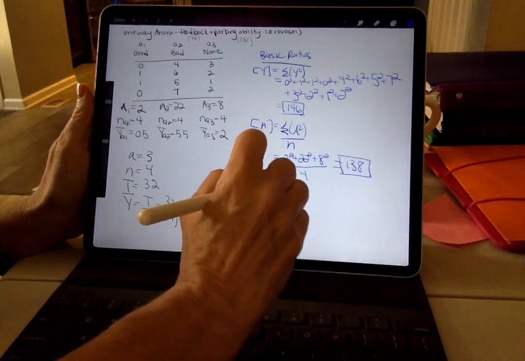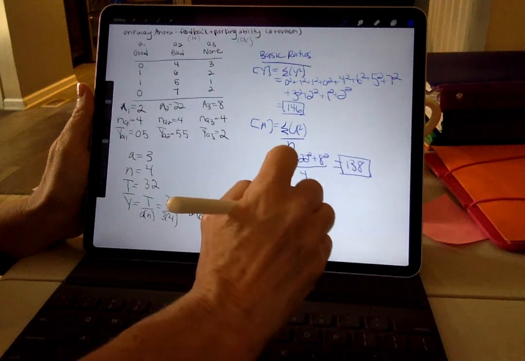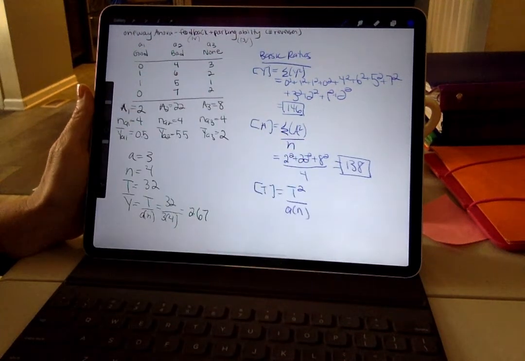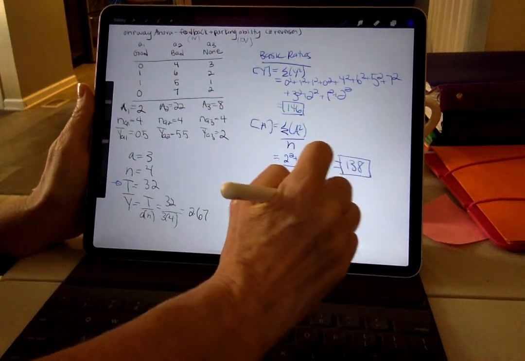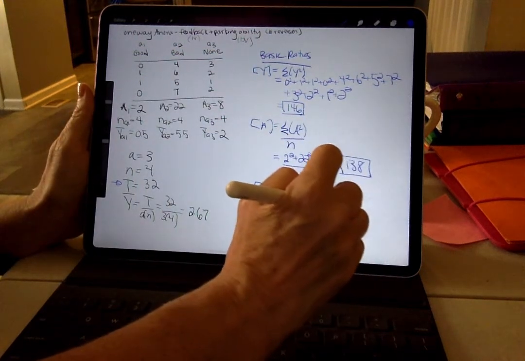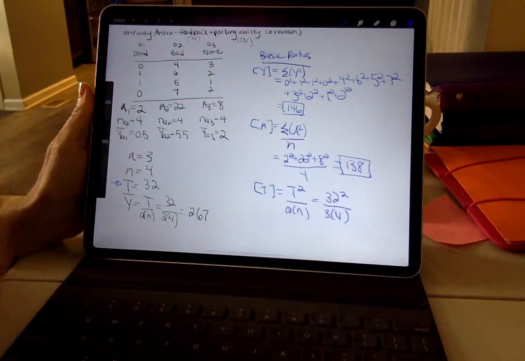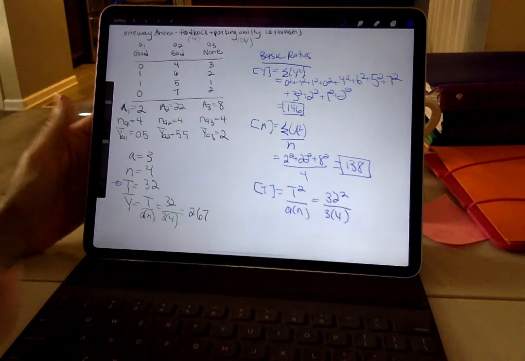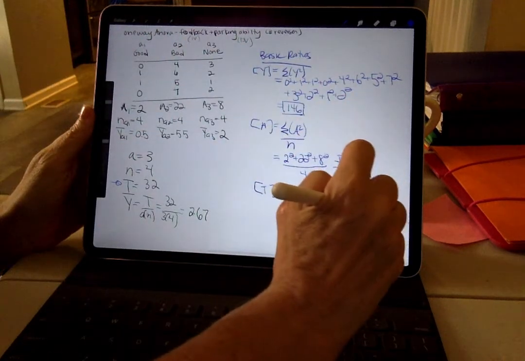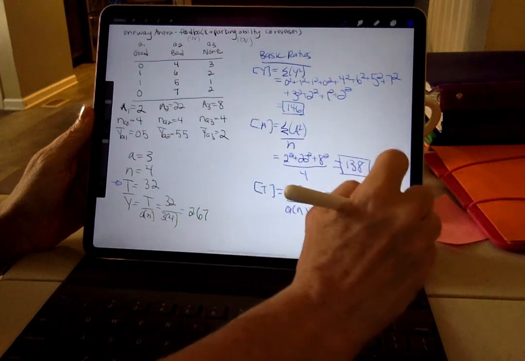And then finally, we have the basic ratio for t, which is t squared divided by little a times little n. Our t is right here, it's 32. We're going to square that and divide by little a times little n. So t squared divided by 3 times 4, or 32 squared divided by 3 times 4, and this is 85.33.